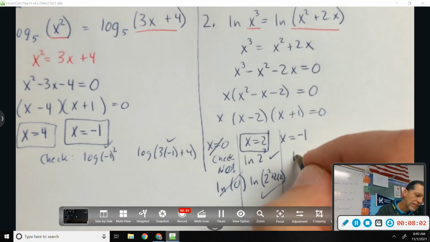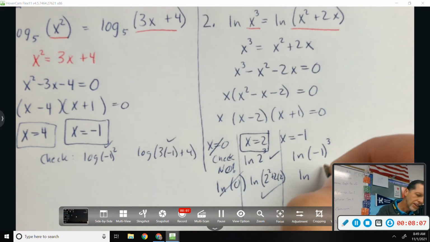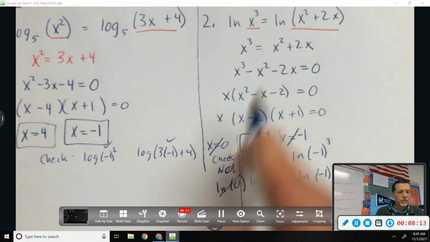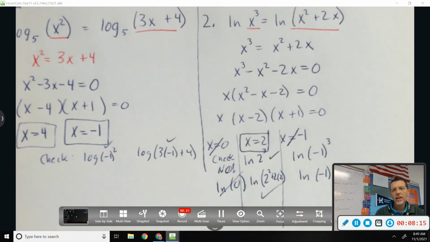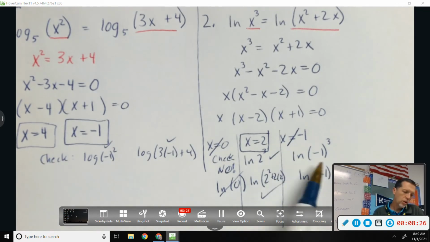How about negative 1? What do we get when we cube negative 1? Negative 1, that doesn't work. So we have to throw out negative 1. It doesn't even matter what the other side is. I don't think it would work either, but as soon as one of the logs doesn't work, then you can't use that solution. So this one looked like it would have 3. We threw 2 of them out, so we're left with 1.